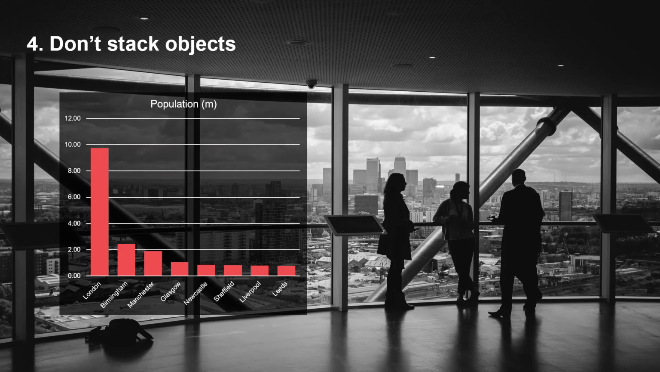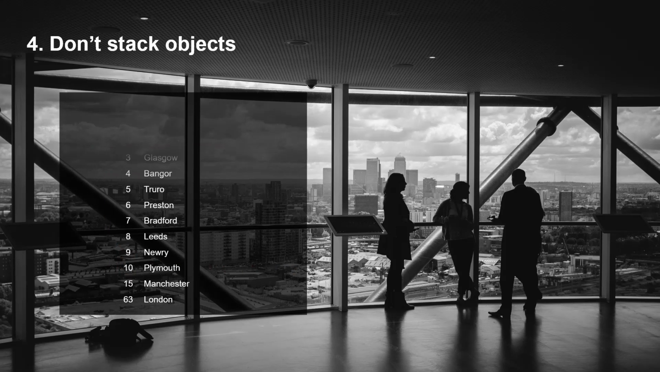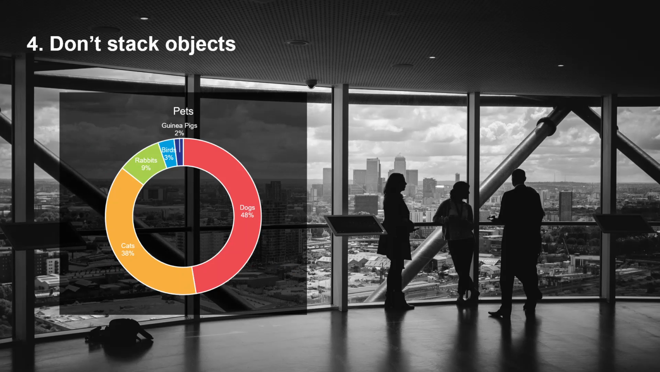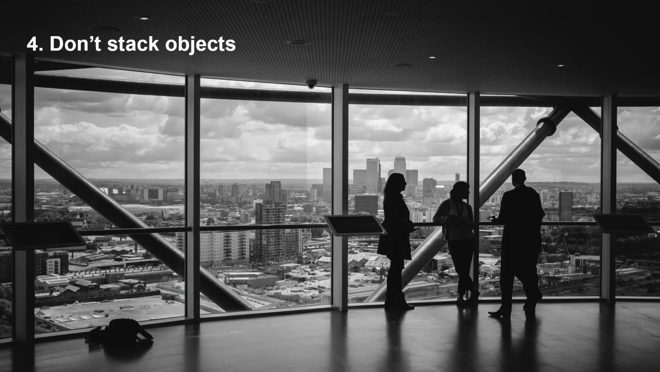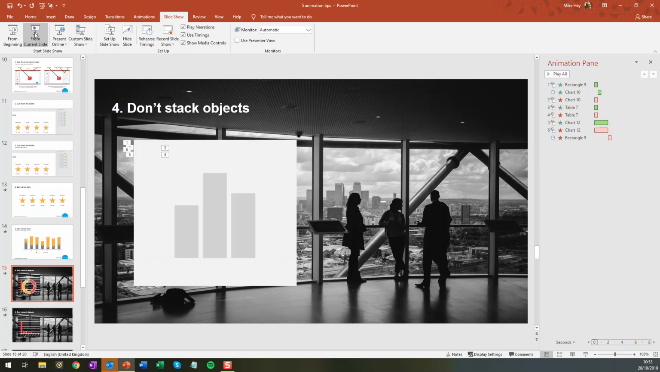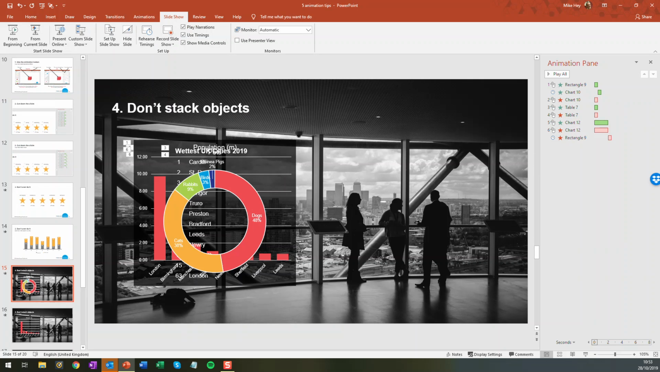My fourth tip is about don't stack objects. Now this is a slide where I've got different statistics and charts appearing on the left hand side. All very good. It looks quite interesting. There's different topics popping up in there. It looks pretty good. However, if I actually exit this now and look at the slide, you can see those objects are stacked on top of each other.